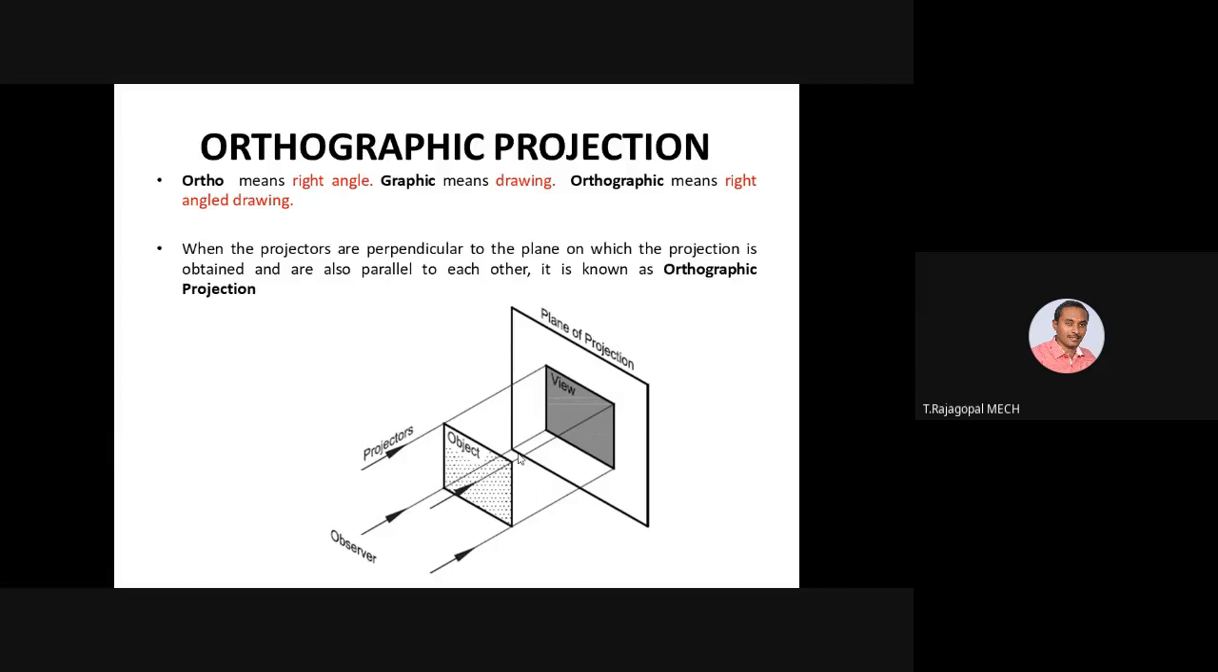The word itself: ortho means right angle, graphic means drawing. So, right angle drawing. You can refer to this diagram. The projectors are perpendicular to the plane of projection, where the object view is upright, and also the projectors are parallel to each other. It is known as orthographic projection. We are going to follow this method for projection of points, lines, and solids.